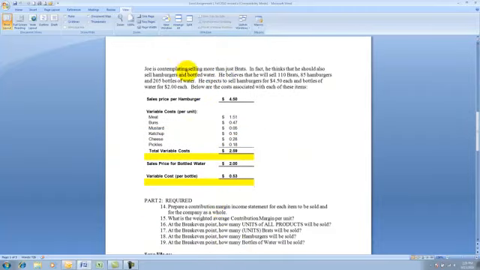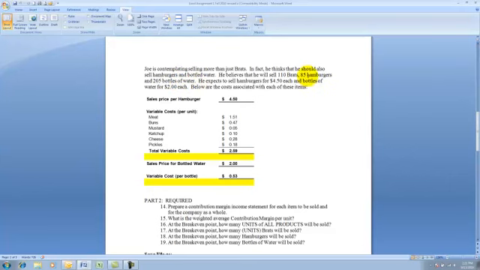So Joe's contemplating selling more than just brats. In fact, he thinks he should also sell hamburgers and bottled water. He believes he'll sell 110 brats, 85 hamburgers, and 205 bottles of water. That is the product mix. And one thing you have to note when you do multiple product break-even problems like this one is the product mix is expected to stay constant.